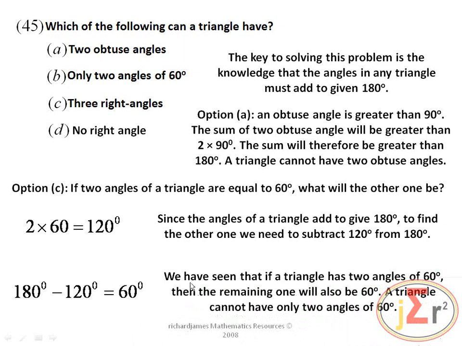We have seen that if a triangle has two angles of 60 degrees, then the remaining one will also be 60 degrees. A triangle cannot have only two angles of 60 degrees. Explain that to me now, Jerry Lewis. Tell me how comes a triangle cannot have only two angles of 60 degrees.